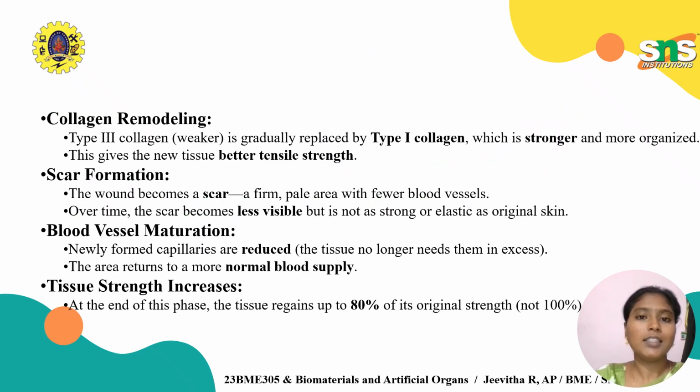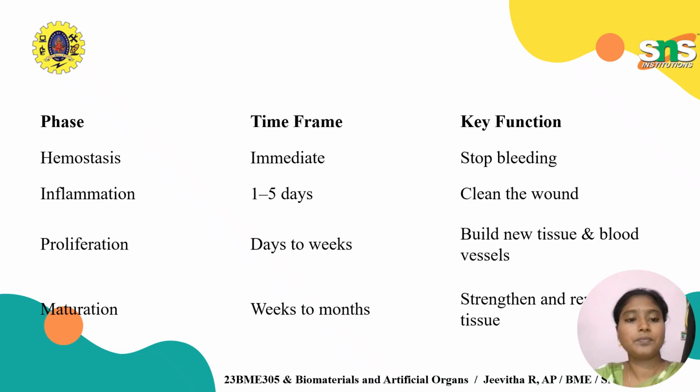And in this phase, collagen remodeling is happening, scar formation is happening, and blood vessel maturation is happening. Newly formed capillaries are reduced, and the area returns to a more normal blood supply. And at the end of this phase, the tissue regains 80% of its original strength.